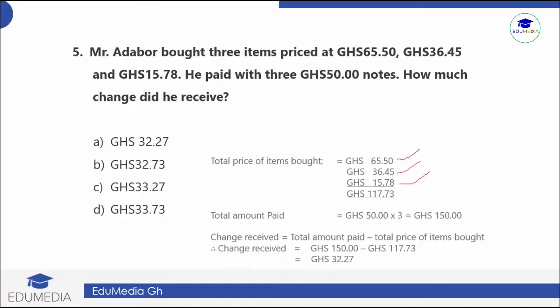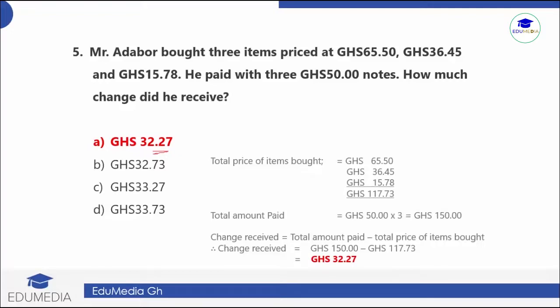So what I do is sum them up. That gave me 117 cedis 73 pesos. I know this is the total cost of the items he bought. Now, how much did he pay? The question said he paid with a 350 cedis note. So that's a 50 cedis note times 3, which gave us 150 cedis. The currency he gave is 50 cedis, but he gave 3 of them, which amounts to 150 cedis. So the change he received is the total amount paid, which is 150 cedis, minus the total price of items bought, which is 117.73. The change that he received is 32 cedis 27 pesos.